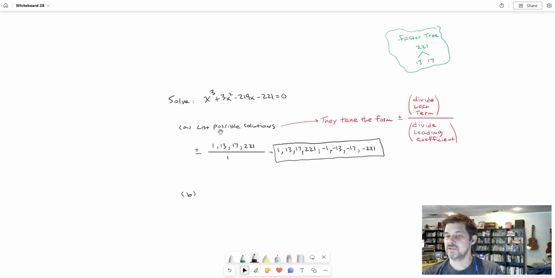So the possible solutions, the numbers that might be solutions, are plus or minus, and then you've got to look at this like all combinations of these numbers up here divided by whatever's down here. So let's do plus first. 1 divided by 1, that's 1.